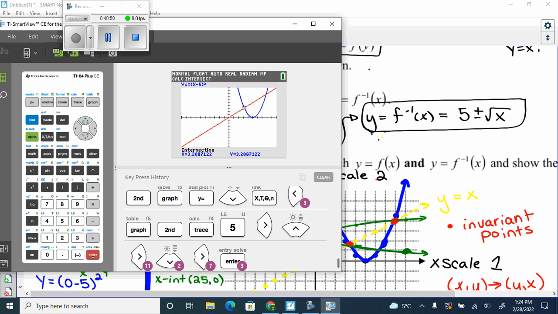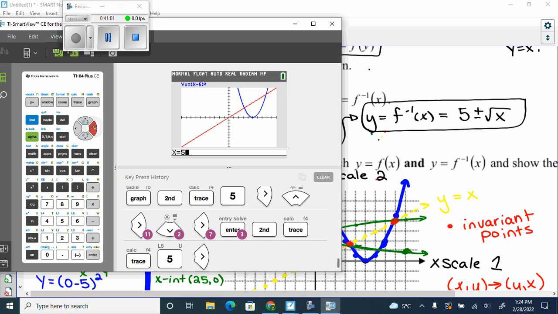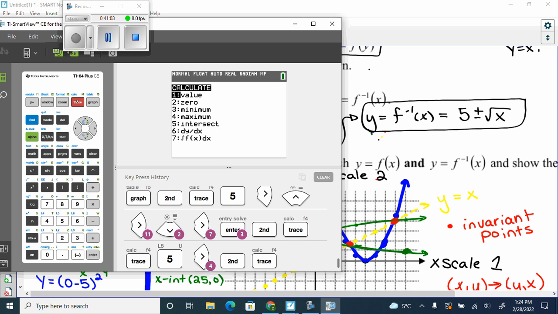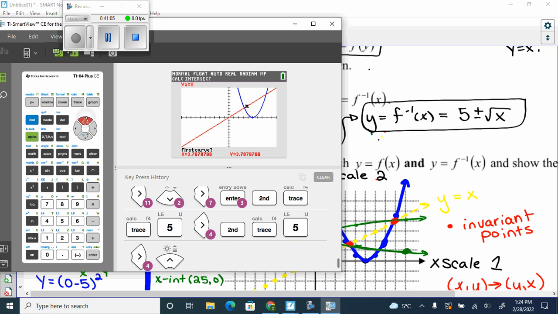Then we have to find our other one, second trace 5. Enter, enter, enter. 7.79128878, and then the same thing for y, right? So do our invariant points have to be like 3, 3, 7, 7, or could they be decimals? They can be decimals. Okay? People forget about the decimal options, and they'll tell me there's none. I'm like, well, actually, there's 2.